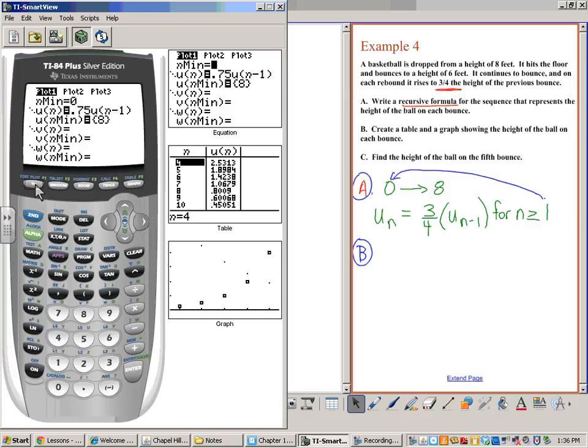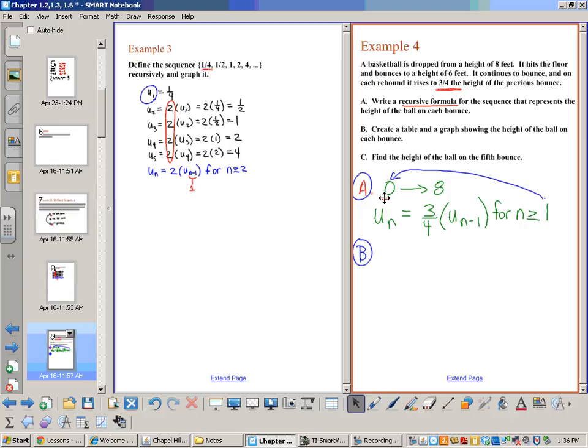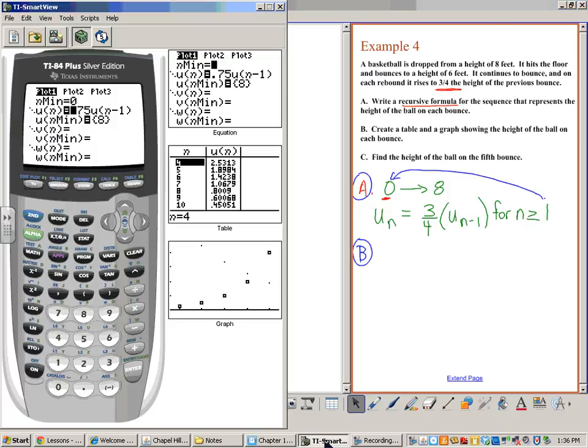I already have the information plugged into my calculator here. The n minimum is going to correspond to this. It starts out with no bounces, so n min is 0. u of n is going to be just our recursive formula. So we've got 0.75, and then you're going to use your second 7 key to pull up that u, and then your n minus 1. And for the n, you notice that is our variable this time, so you're just going to use the key that you usually use for x on your calculator.